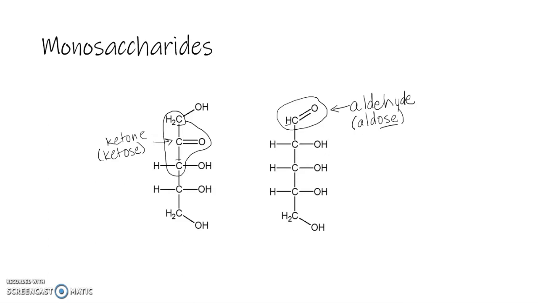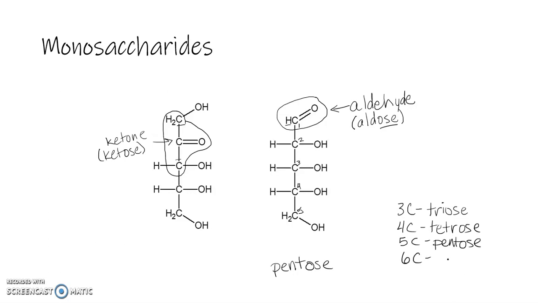You can also classify them by how many carbons they have. Both of these examples have 1, 2, 3, 4, 5 carbons. And so we would classify that as a pentose. Pent meaning 5. And so if you had 3 carbons in your monosaccharide, that would be a triose. You have that OSE ending. 4 carbons would make it a tetrose. 5 carbons is a pentose. 6 carbons is a hexose. Those are the most common there.